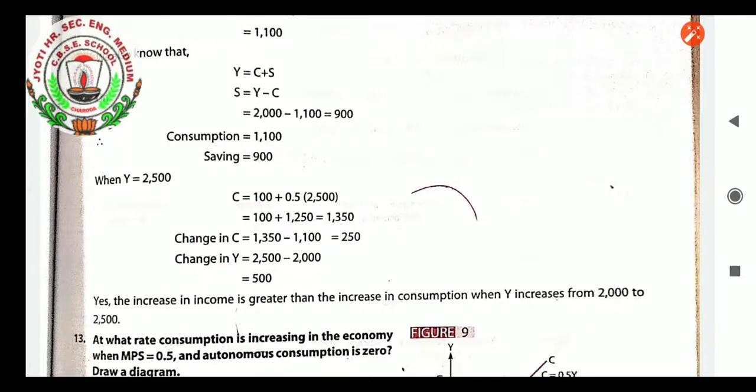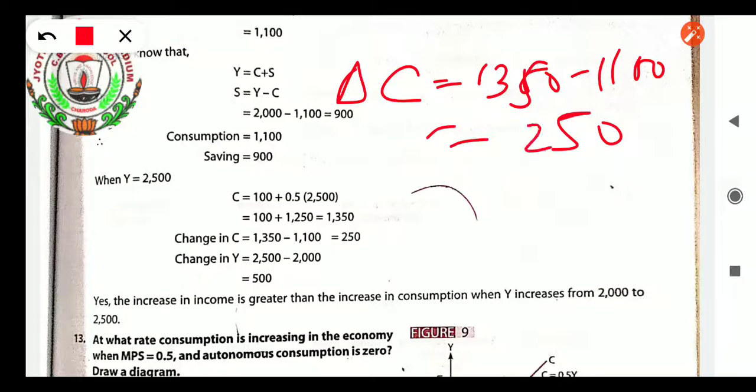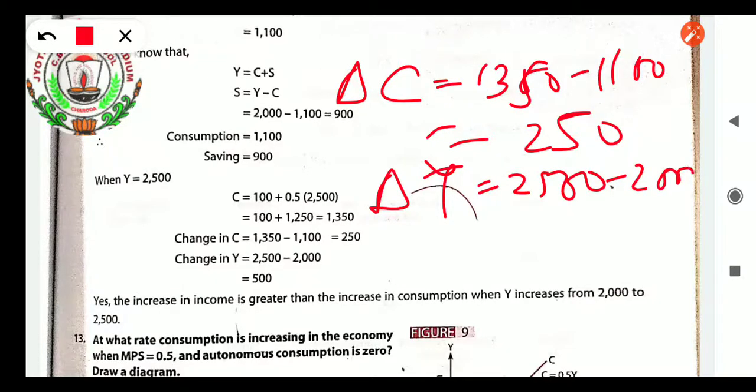What we have seen is that everything increases when income increases: savings, income, consumption, everything. What impact we have to see: change in C, how much? First it was 1100 and now it is 1350. So the change in C is 1350 minus 1100 equals 250. Okay, change in income is 2500 minus 2000, equals 500.